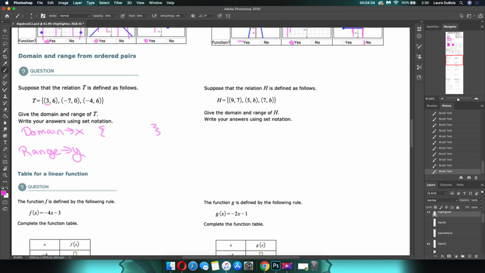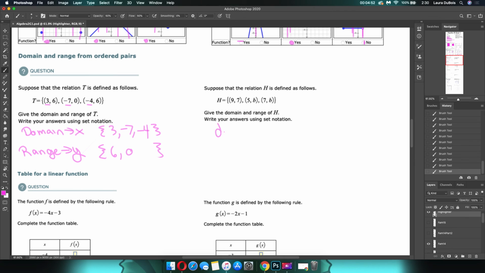So what's our X? It's going to have 3, -7, and -4. That's all you're doing for this. Again, squiggle brackets, what are our Y's? We have 6, 0, and do we need to write 6 again? Nah, so we're all set.